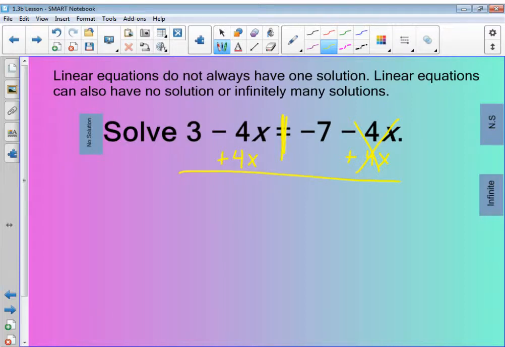Now you'll notice negative 4x plus 4x would give me 0 x's, so these canceled out because I got 0 x's. Okay, so there's really nothing there. But what's left over now that I've done that is I have a 3, my equal sign, and a negative 7. Can 3 be equal to negative 7? No, that's not a possibility. So this is an example of when you would say there's really no solution to this problem.